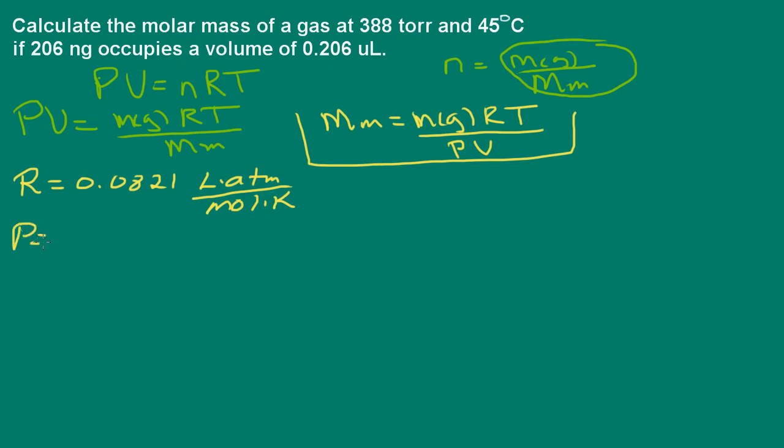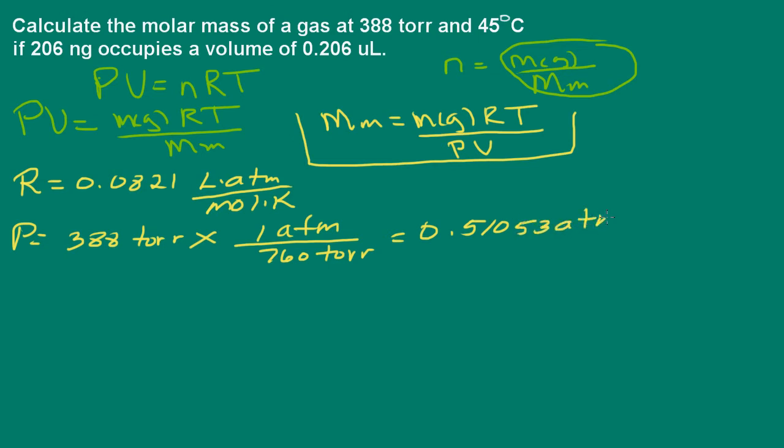So the pressure is equal to 388 torr, and we need to convert that to atmospheres. And we know that 1 atmosphere is 760 torr. So that's going to give us 0.51053 atmospheres. Okay, so let's convert our temperature to Kelvin. That's 45 degrees Celsius plus 273.15, and that's going to give us 318 Kelvin.